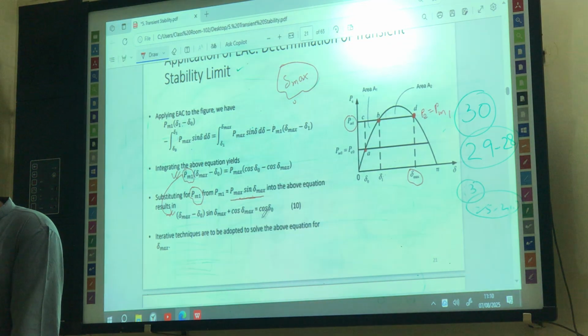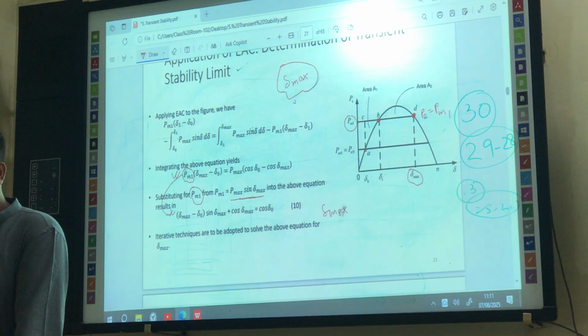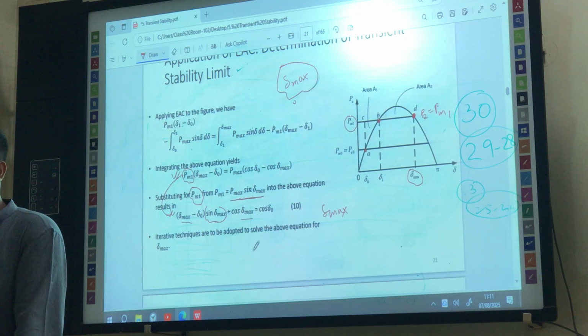This will be your expression. Now from this equation we want to solve for delta max. But by looking at this equation, you can see that it is not straightforward to solve for delta max from this equation, because there is a non-linear term here as well as here.